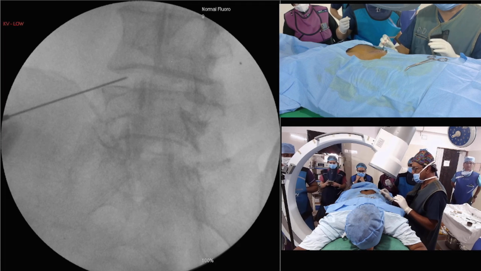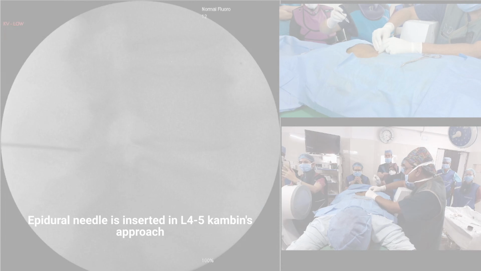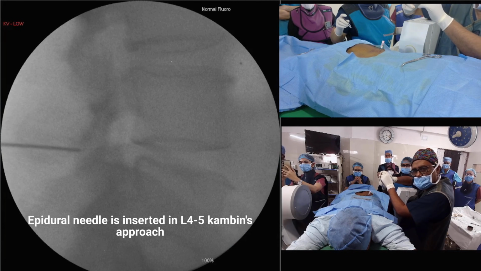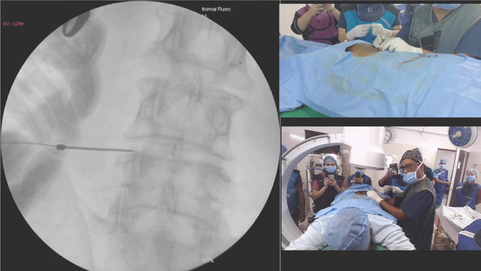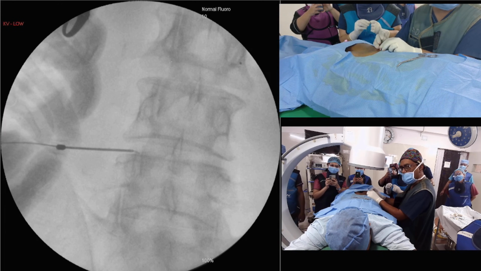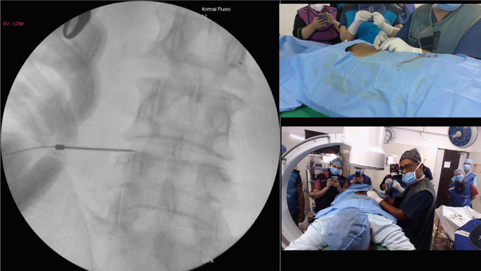Insert the needle and look for lateral view for depth, and insert more till final position. In AP view, insert the catheter till the traversing nerve root for neuroplasty.